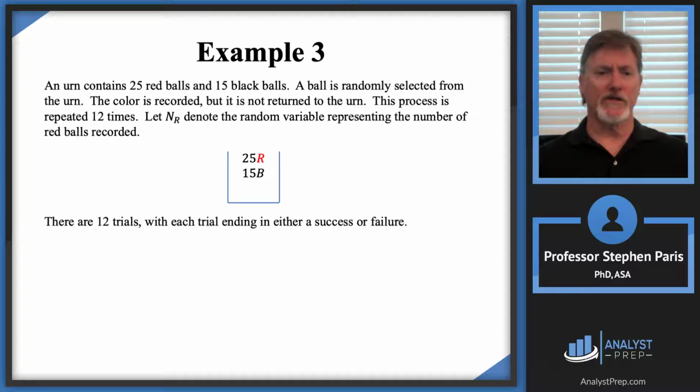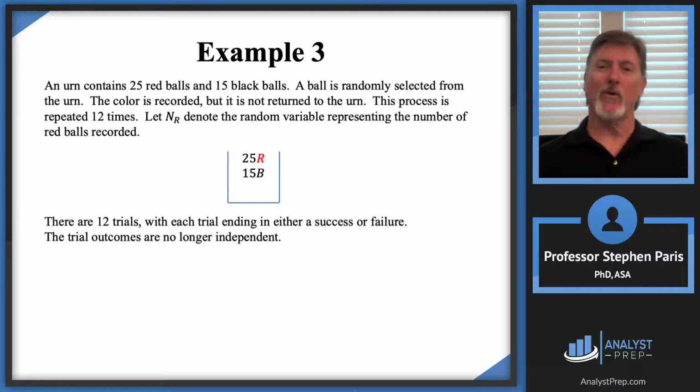There are still 12 trials, and each trial here is going to end in a success or a failure, depending on how I name the random variable. In this case, the random variable represents the number of red balls selected, so I'm defining a success to be when I pick a red ball out of the urn. But now, because I'm not returning the balls to the urn, the trial outcomes are no longer independent of each other.